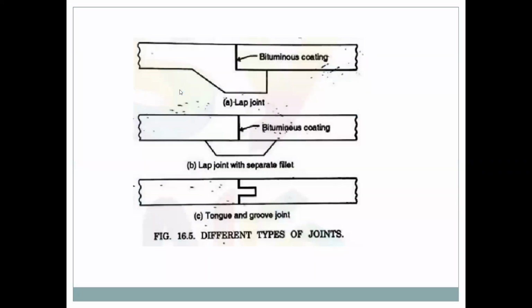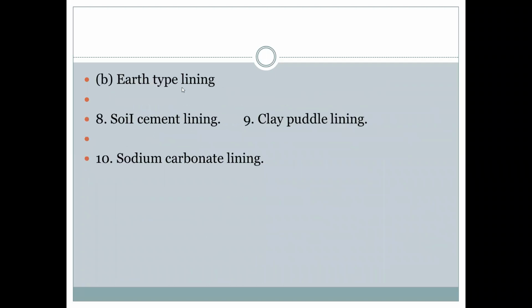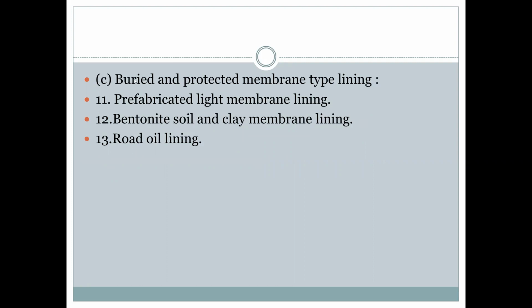So these are the three types under earth type lining: soil cement lining, clay puddle lining and sodium carbonate lining. And the third type is buried and protected membrane type lining. It has three types: prefabricated lightweight membrane lining, bentonite soil and clay membrane lining, and road oil lining.